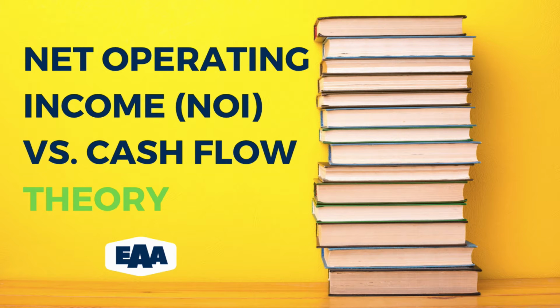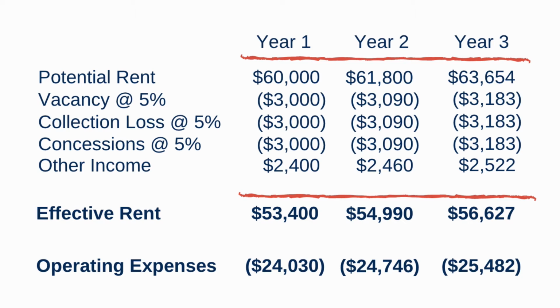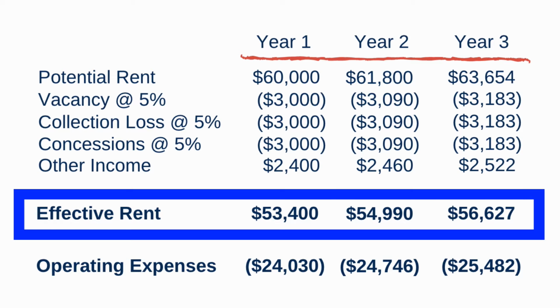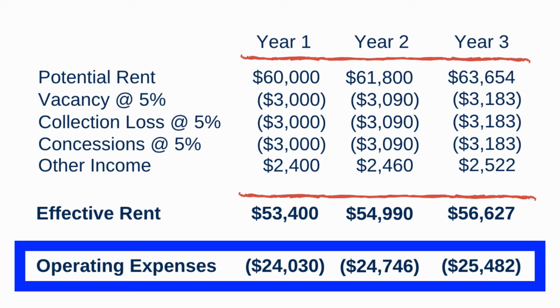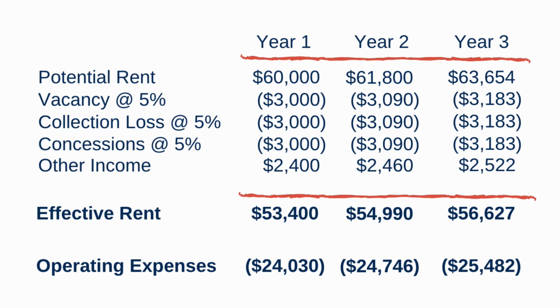Net operating income versus cash flow. So here's an example of everything we've done in the past. We jumped through a few hoops to calculate effective rent, and we jumped through a few more hoops to get operating expenses. Now we're ready to combine these together into net operating income and cash flow.